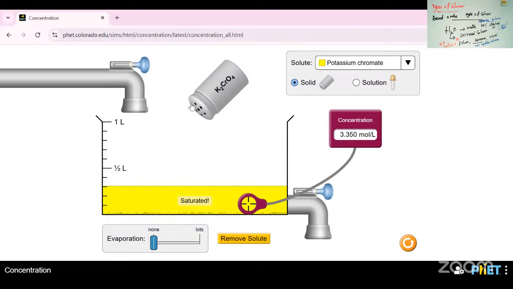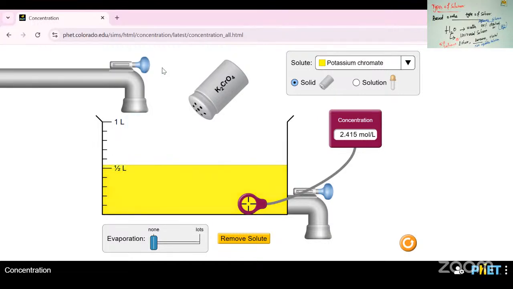Yes, I poured a higher quantity of solute into this beaker. So this solution is called saturated, and the concentration level is also higher, 3.350 mole per liter. So this solution is called saturated. When the concentration is higher, that is called saturated.